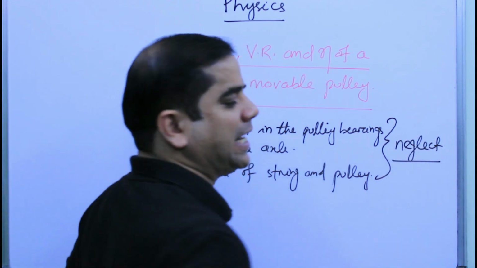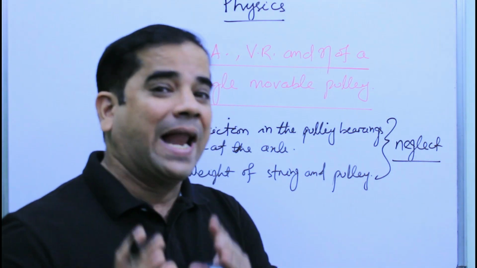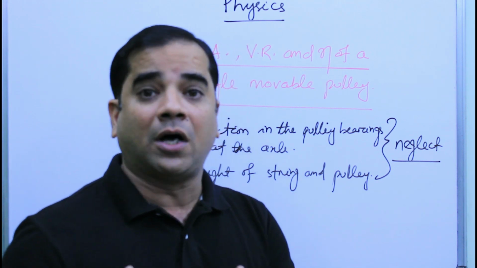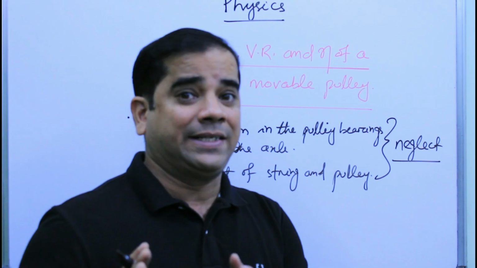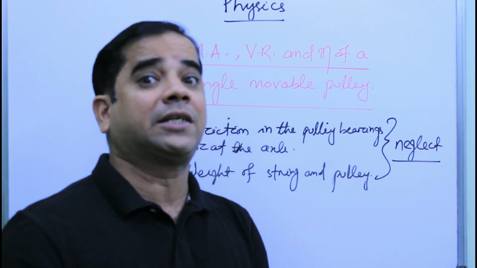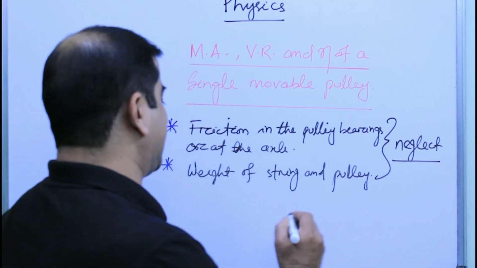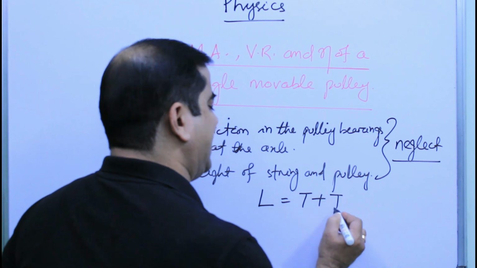Okay? That means these are negligible. Then how is the load being balanced? Because the tension is acting at both sides of the string, the load can be balanced if it is equal to the sum of the tension forces that are acting in the upward direction. That is why in this case load is equal to T plus T.